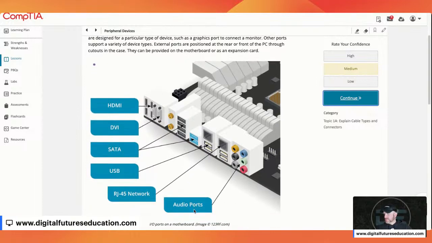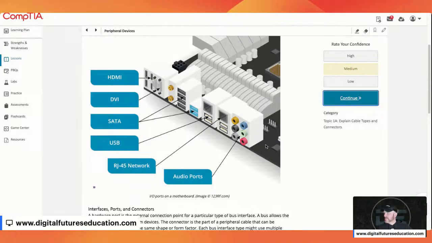So here we see the I/O port area, and we have the HDMI input, the DVI, the SATA in two different locations, USB, RJ45 network, and audio ports.